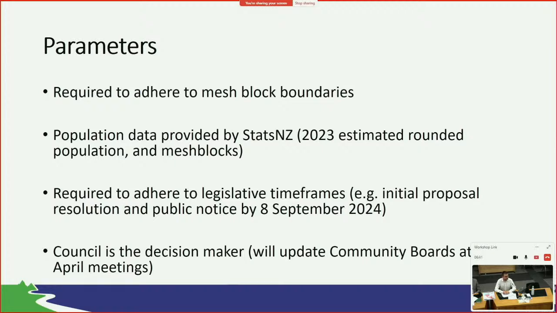And finally, noting that council, at least as far as the initial and final proposal is concerned, is the decision maker. Community boards have been involved to date through a workshop in November and the like, and we aim to update the community boards at the April meeting on how this process is going. Ultimately, once council goes to the community with a final proposal, there may be appeals on that. The Local Government Commission would then make a final ruling. But at this stage, for the initial and final proposal, council is the decision maker.